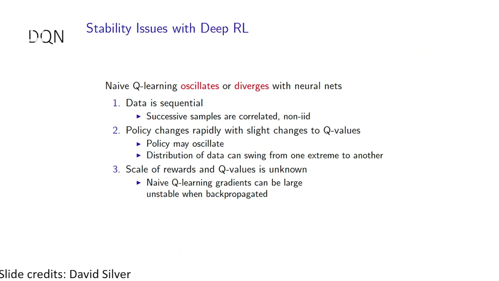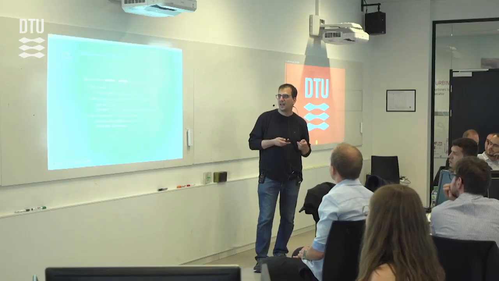There are some issues though. The one issue is that you get oscillation and divergence. That's because of what's written here. The data is sequential, so there is correlation between the data, because if I'm at state S, I cannot change to an arbitrary state, but rather to a relatively close state. The policy changes relatively rapidly, because the policy is to choose at every state the action that maximizes the Q. If the Q changes a bit, the policy can change by a lot. And a priori, you don't know the scale of the Q value, so you can get very large gradients.